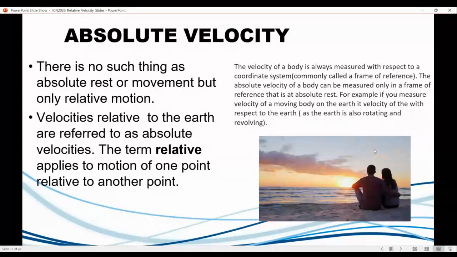in talking about the velocities again, I think what's important to note is that when we're talking about relative velocity, we are always referring to a particular point, and this is what it's about here. So velocities relative to the Earth are referred to as the absolute velocity, and the term relative applies to a motion of one point relative to another. So when we add velocities, we always say relative to the Earth, and that's what we call absolute. Obviously, the sun is moving with respect to the Earth, and satellites are moving with respect to something else, but for us, it's the Earth.